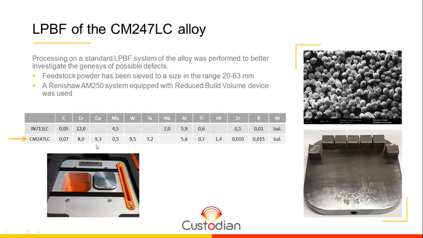It's a nickel-base alloy with quite a significant amount of chromium, cobalt, tungsten as well, together with titanium, aluminum, and hafnium. And these are the cubes we printed to check the microstructure and the presence of possible defects.